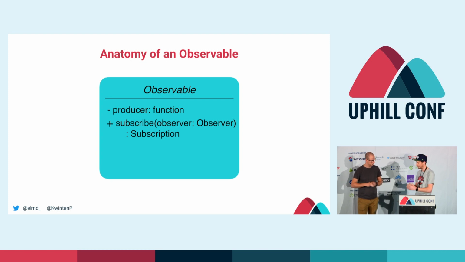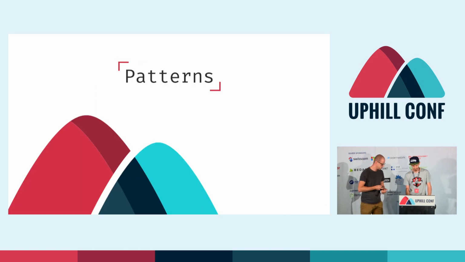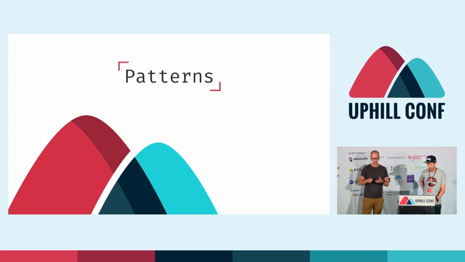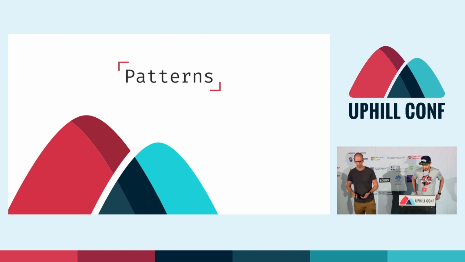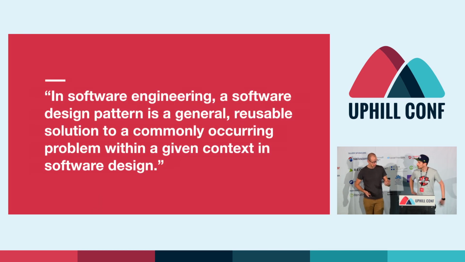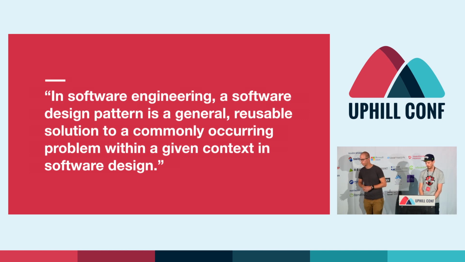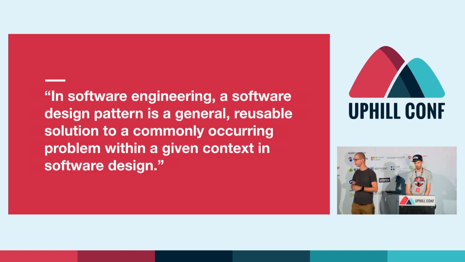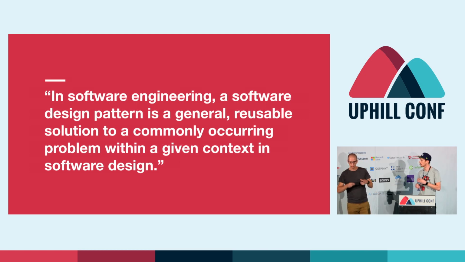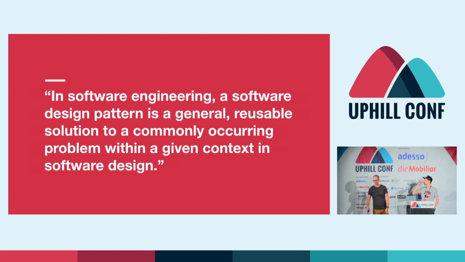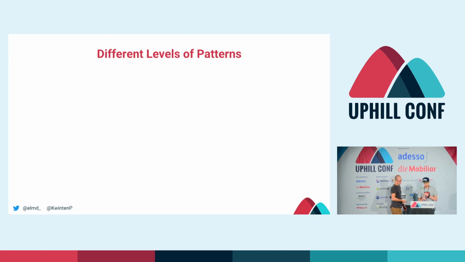Kwinten, can you tell us a little bit about patterns? Yeah, obviously. So we have patterns, and to kind of go to RxJS patterns, let's first work to a common definition of what is a pattern. So in software design or engineering, a software design pattern is a general reusable solution to a commonly occurring problem within the given context in software design. So what does that mean? Well, basically, when you have problems with the same characteristics and you always solve them in the same way, that's a pattern. So let's define some levels of patterns in the context of this talk.